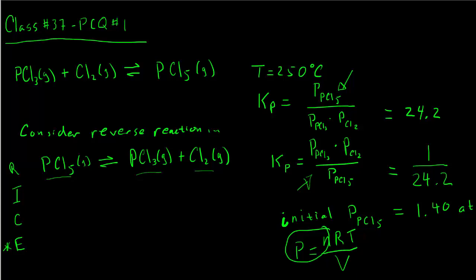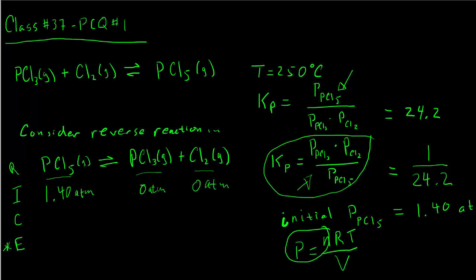And that's really what I want here in this last line. I want to know what the equilibrium partial pressures are, because that's what I'm going to substitute into my equilibrium constant expression, Kp, up here. So let's write down what we know. Initially we have 1.40 atmospheres of PCl5, and presumably we haven't had this reaction occur yet, so we've got 0 atmospheres of PCl3 and Cl2.